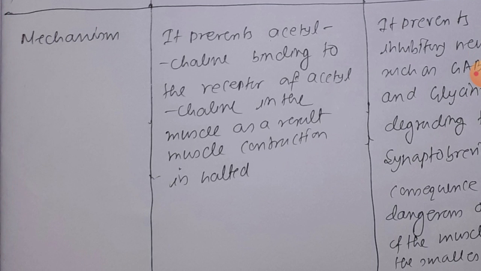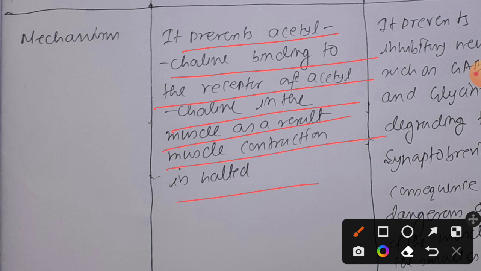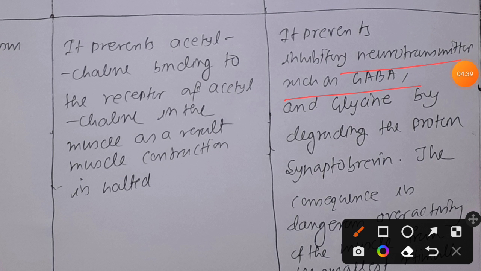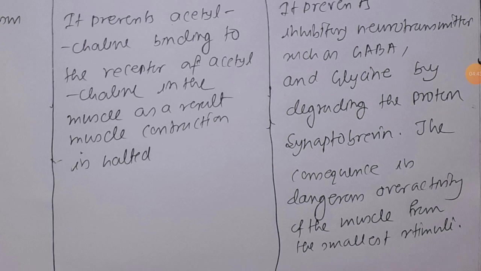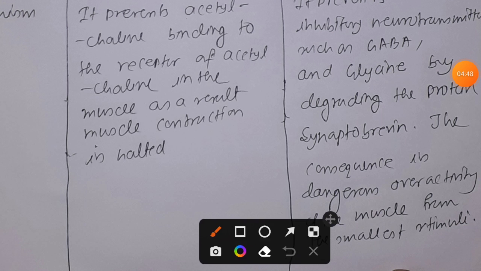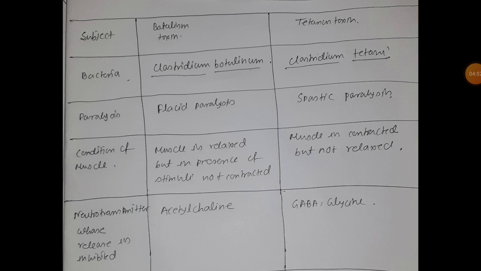As for the mechanism, as I have already discussed, botulism toxin prevents acetylcholine from binding to the acetylcholine receptor in the muscle, and as a result muscle contraction is halted. Tetanus toxin prevents the release of inhibitory neurotransmitters such as GABA and glycine by degrading the protein synaptobrevin. The consequence is dangerous overactivity of the muscle from modest stimulation. So that is for today's class.